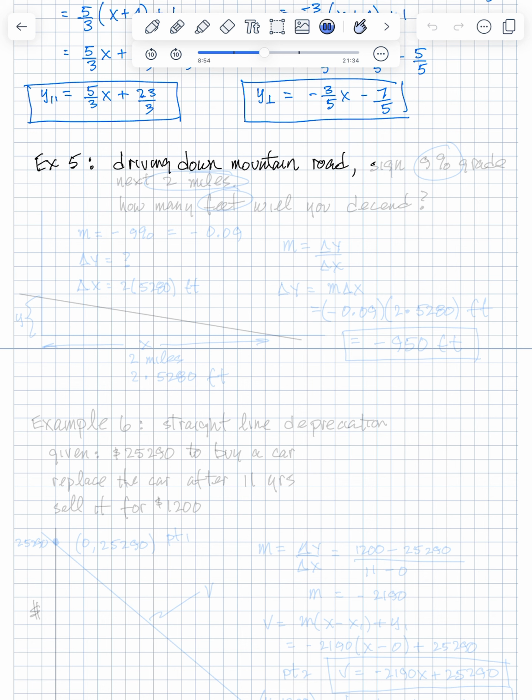Okay, there's a sign that says 9% grade, pretty steep grade, for the next 2 miles.